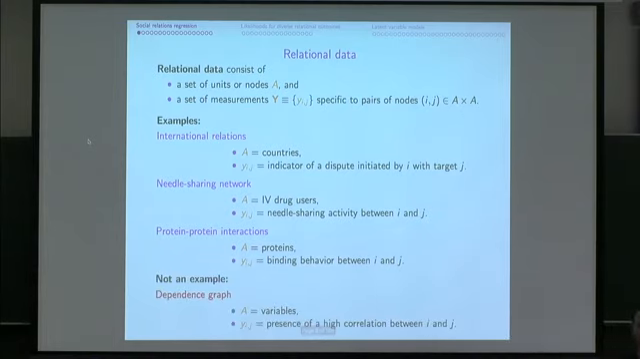And here's a non-example. At least for the purpose of this talk, this is not going to be considered a network. You take a dependence graph. In other words, you have a bunch of variables. The index set are the variables, and Yij is the presence of high correlation between I and J. I'm leaving this out because this is multivariate data, and the relations between these variables are constrained differently than they might be in these other examples. For example, a covariance matrix is positive definite. So I'm not going to be talking about these types of graphs.